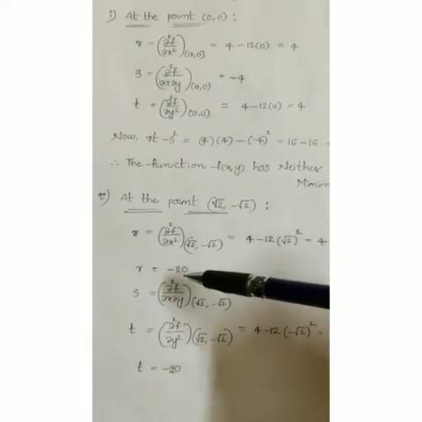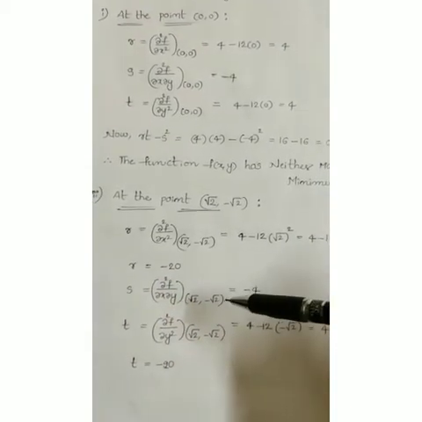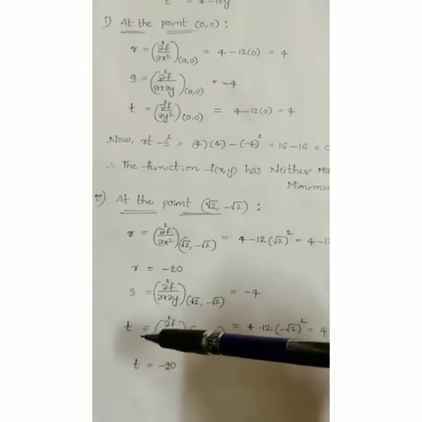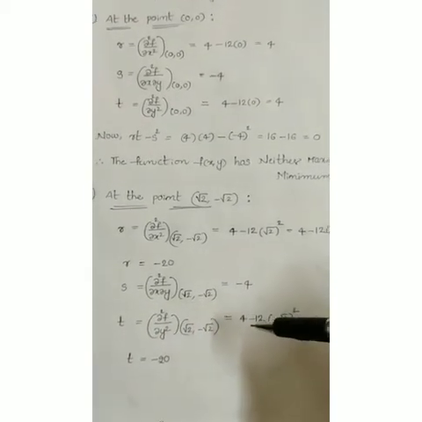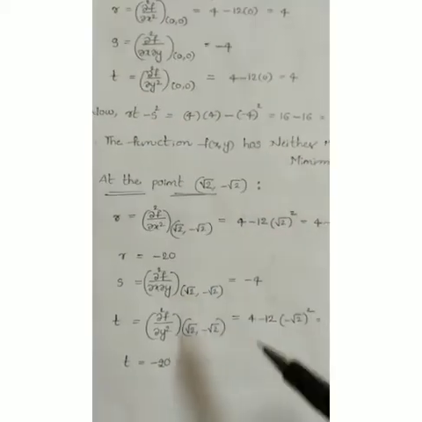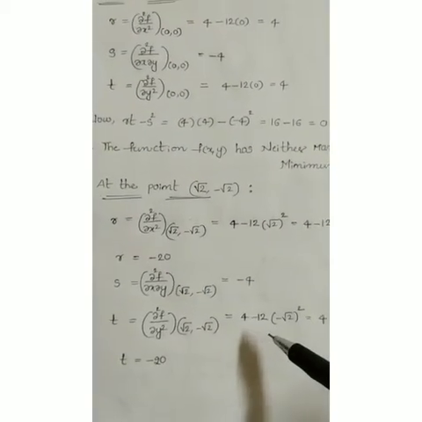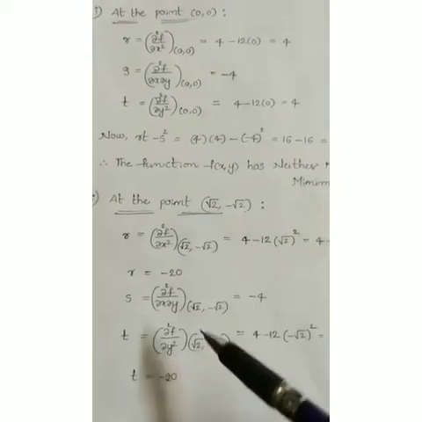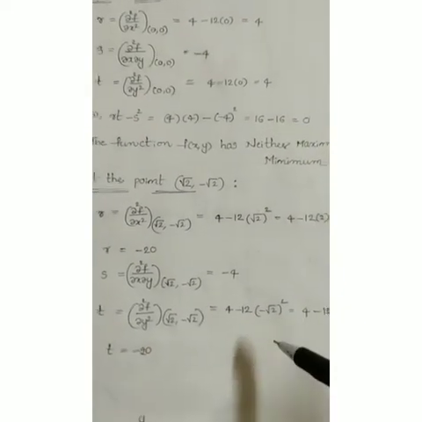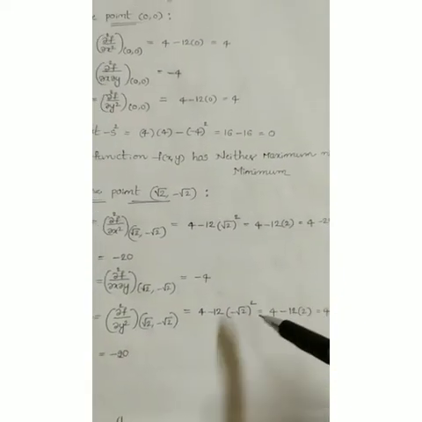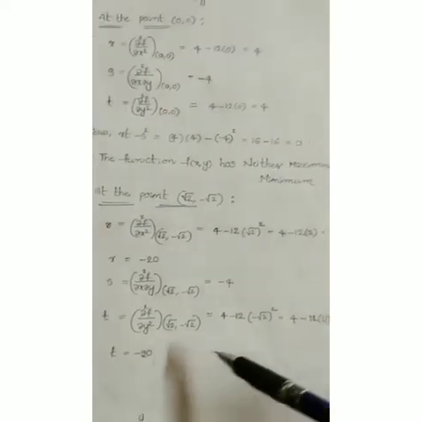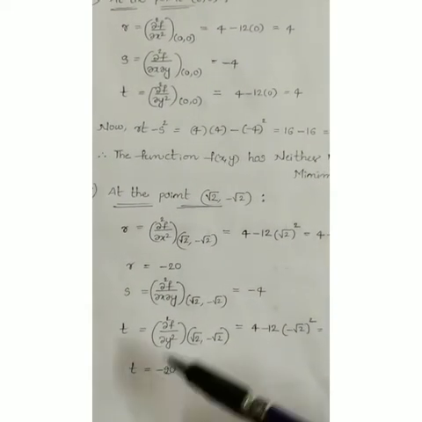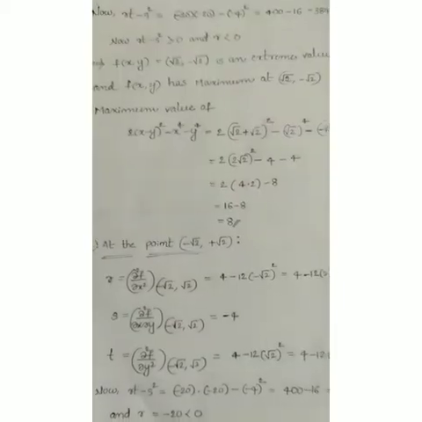S equal to dou square f by dou x dou y of root 2 comma minus root 2 is minus 4. And t value dou square f by dou y square of plus root 2 comma minus root 2. 4 minus 12y square, that is 4 minus 12 into y value. Y value is minus root 2 whole square. 4 minus 12 into minus root 2 whole square is 2. 4 minus 24, that is t value is also minus 20.